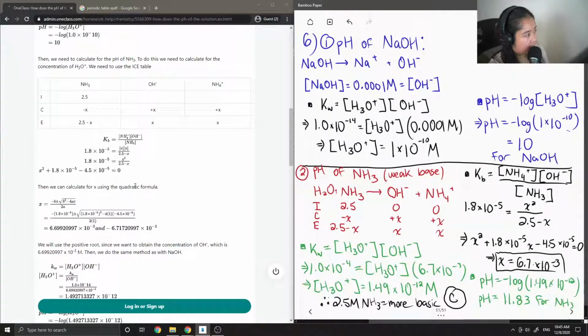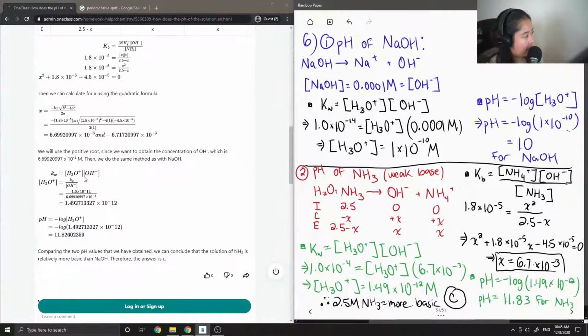Okay, so they did the same work. They plugged in their Kb value as 1.8 times 10 to the negative 5 and got a quadratic equation, x squared plus 1.8 times 10 to the negative 5 (there should be an x here) minus 4.5 times 10 to the negative 5. Okay, so they show their work plugging everything into a quadratic formula, and you pick the positive root.